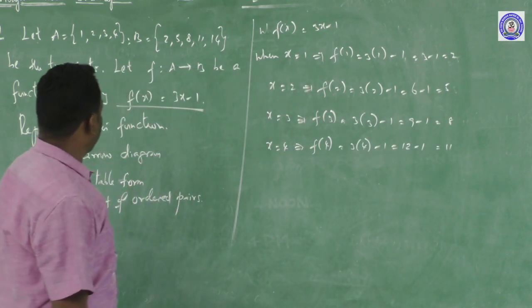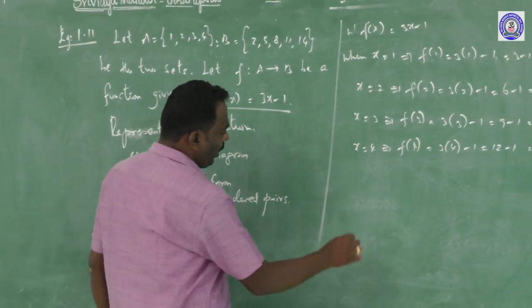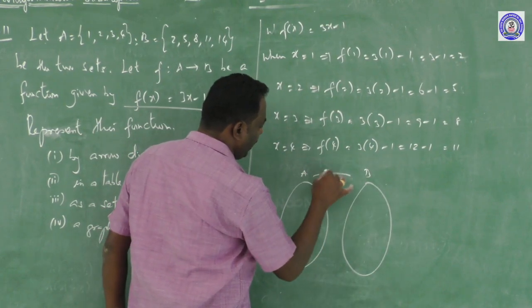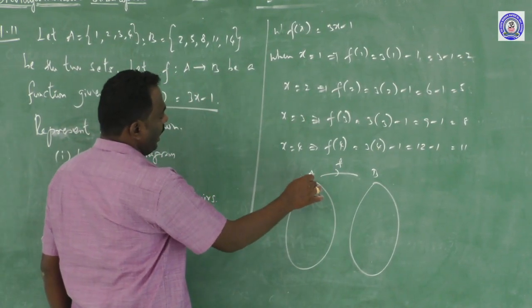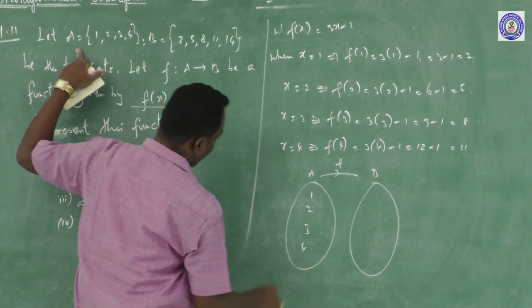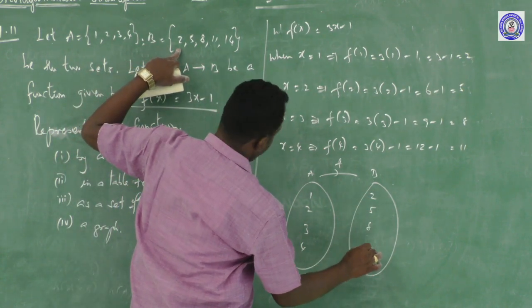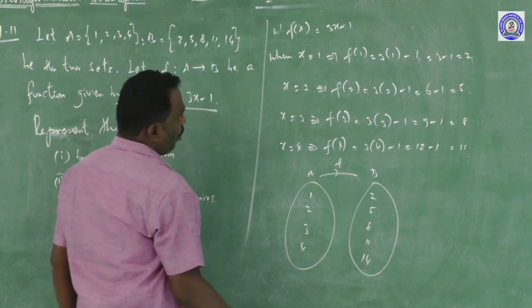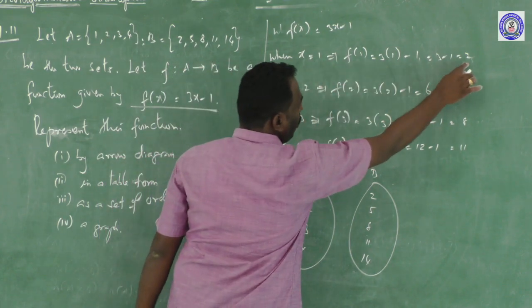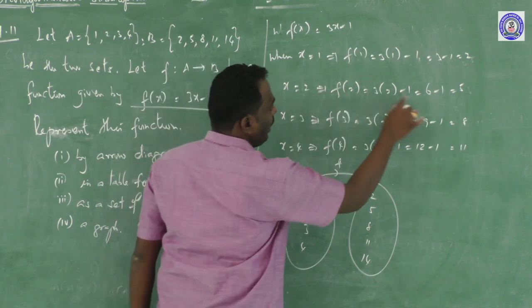So now, with the function values, first we want to represent it in an arrow diagram. So what is an arrow diagram? We take set A and another set B, with the function from A into B. A is called the domain, and its elements are 1, 2, 3, 4, and B has elements 2, 5, 8, 11 and 14. Now from this, the x value 1 has the corresponding function value 2. 1 is mapped to 2.